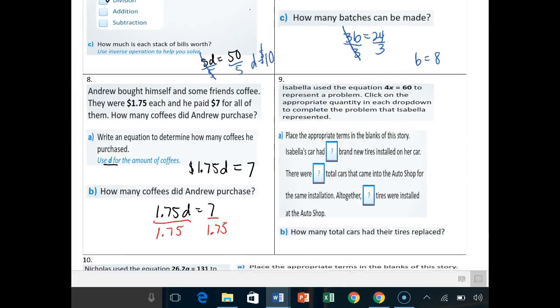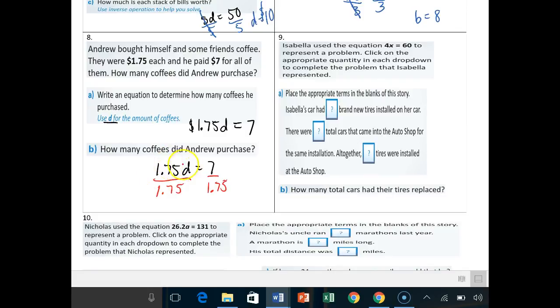And so just get that in your head that when you see that multiplication, you want to divide by that exact coefficient attached to the variable. So in this case, D is equal to 4. He bought 4 coffees. All right, pause and do number 8.